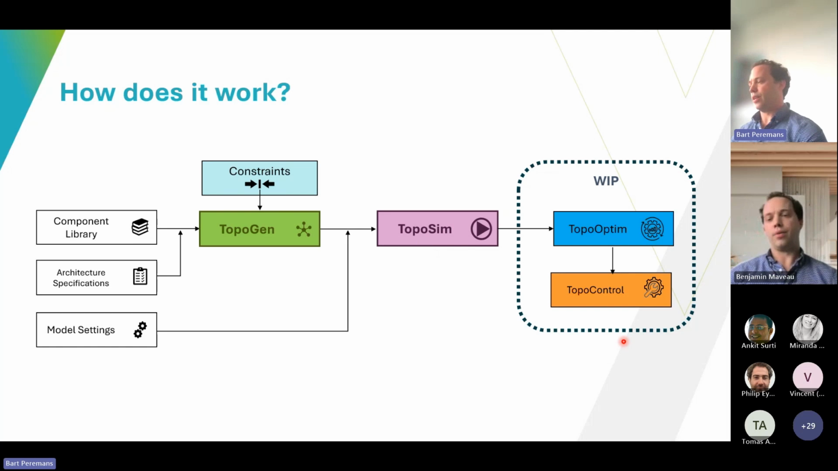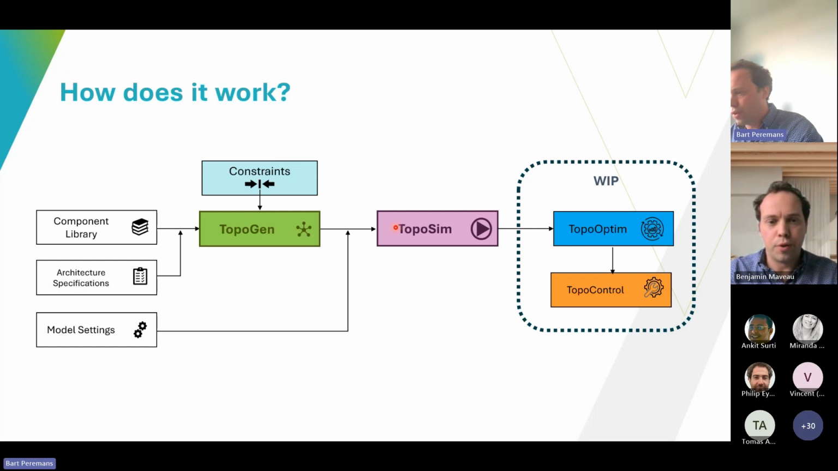The next step that we have is TopoControl. For example, if the user has multiple load cycles, different results may come out of TopoSim, or different optimal architectures may come out of TopoSim. And so there we can look for, in the case, for example, of thermal architectures, we can look into combining different optimal architectures into one with the use of valves or something like that.